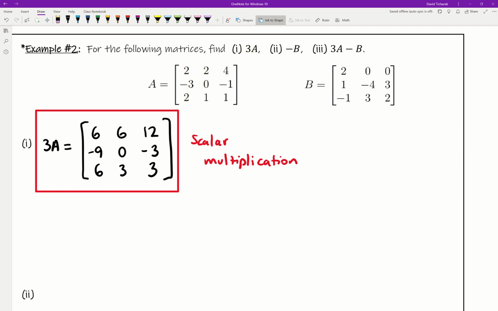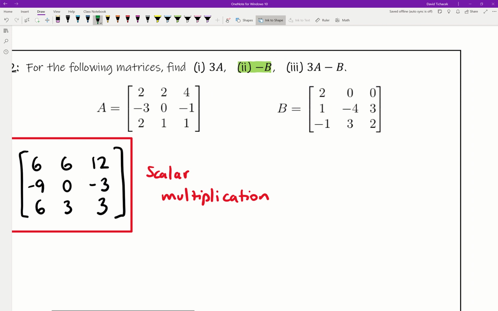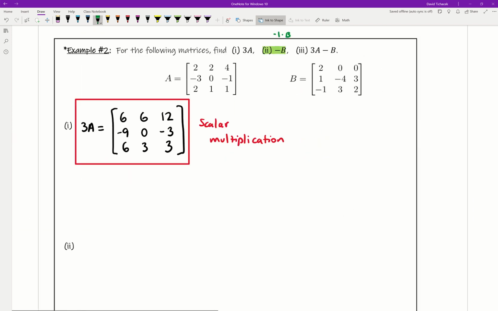The next one down, we need to perform this next operation, which is to take negative B. Another way that you can interpret that is negative 1 times all of the entries of the matrix B. Basically, we're just going to change the sign of all of those entries in matrix B. So we'll do that quickly.